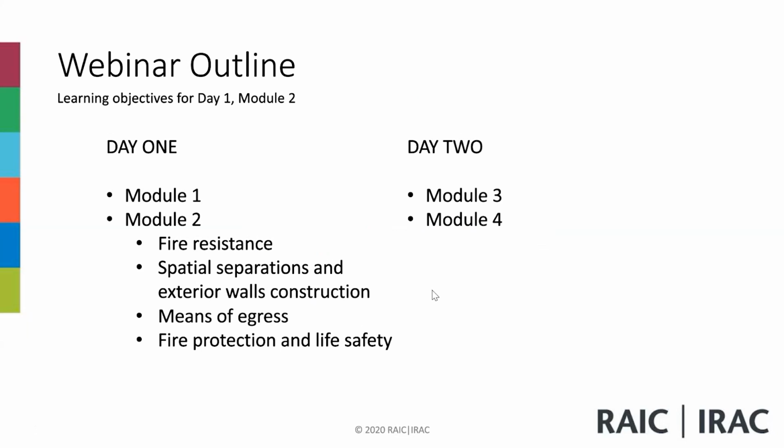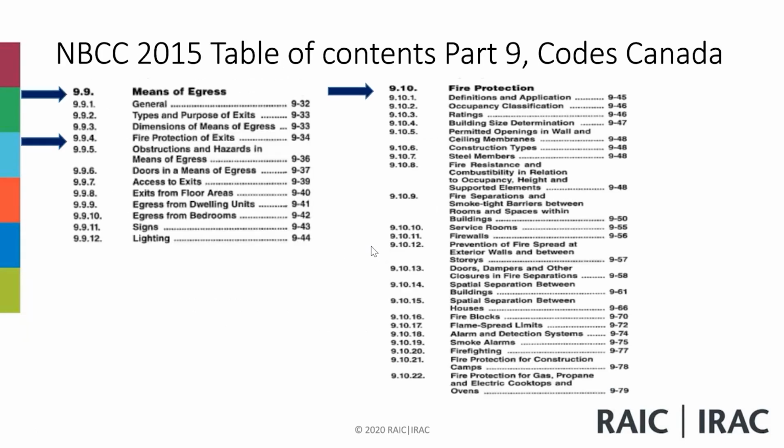So we're going to look at fire resistance, spatial separation, exterior walls construction, means of egress, and fire protection and life safety of part 9. I'm just checking if you guys have any questions. Let's get into it. So means of egress, fire protection of exits, fire protection requirements.